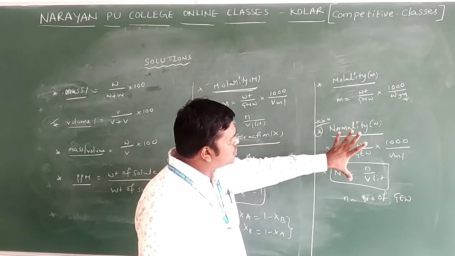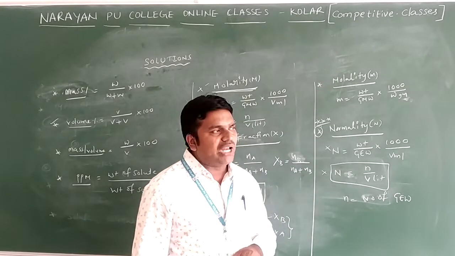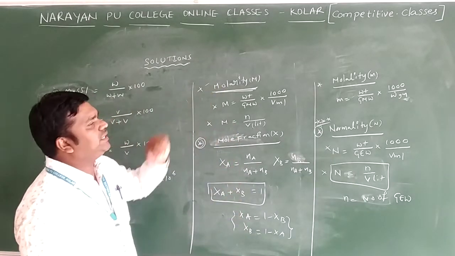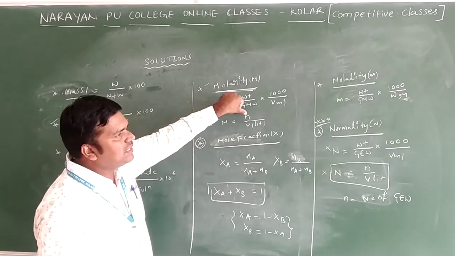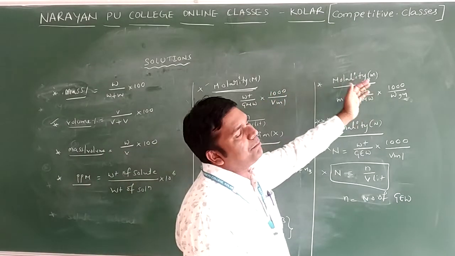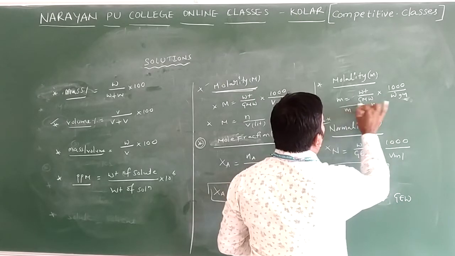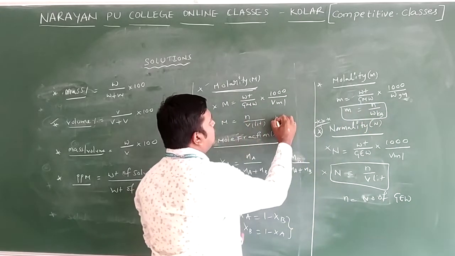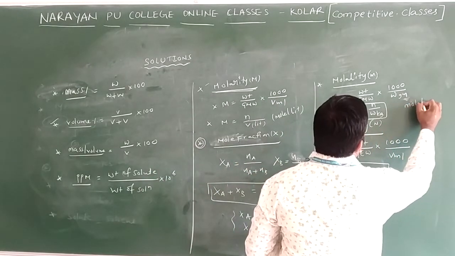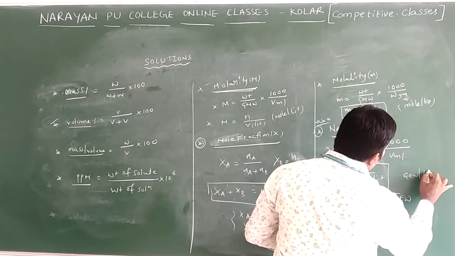So what are the units of this normality? Gram equivalent per liter. What are the units of this molality? Mole per kg. What are the units of this molarity? This is mole per liter. Here n means moles, V means what here? Liter. Mole per liter. Here we can say mole per kg, or we can write here M is equal to n by W in kilograms. Okay, units you are getting what? Units you are getting here mole per liter. Here we are getting units what? Mole per kg. Here what are the units you are getting? Gram equivalent per liter.